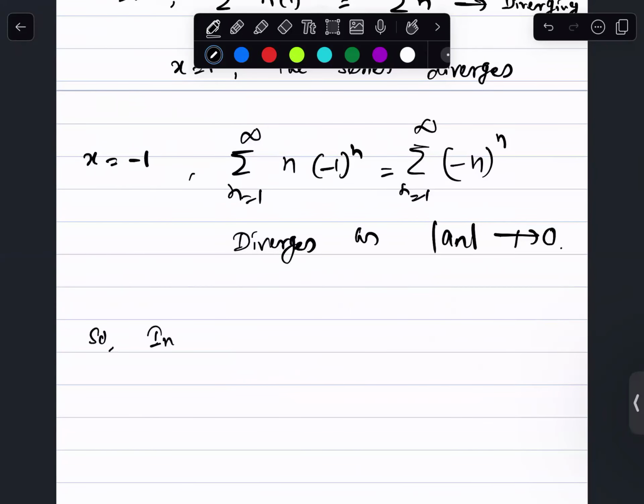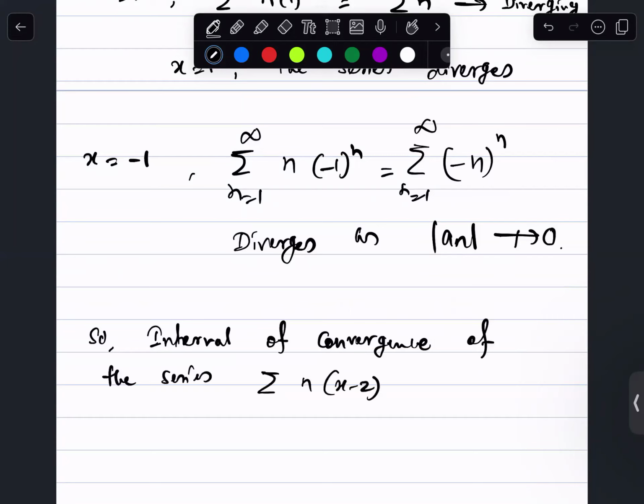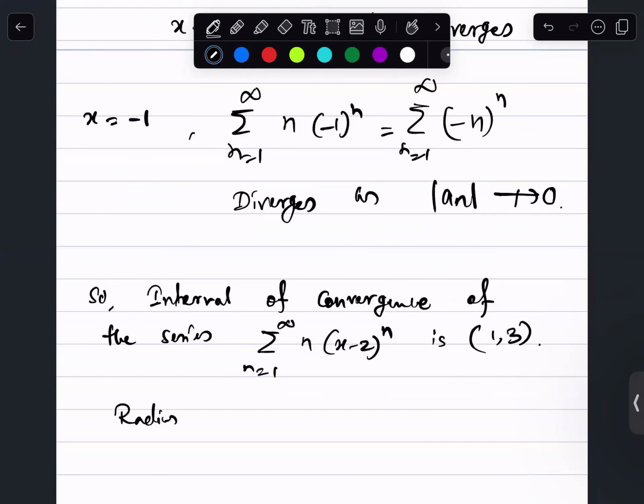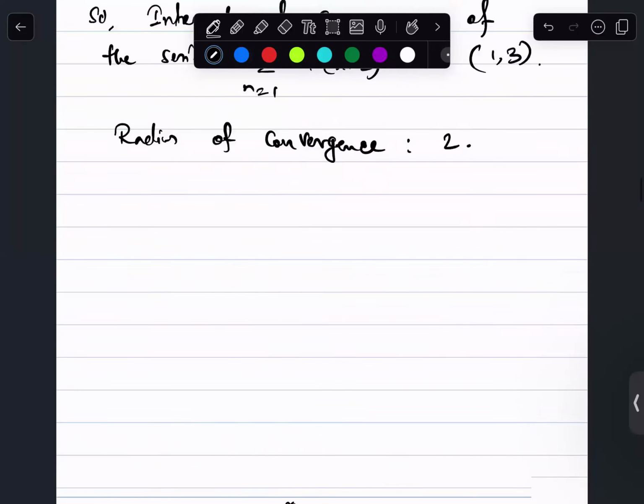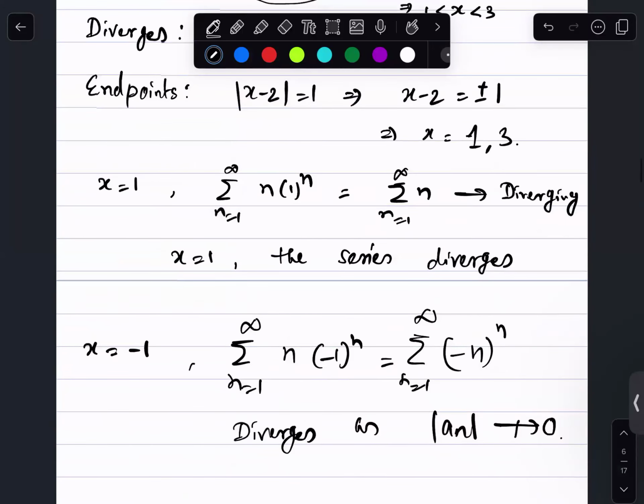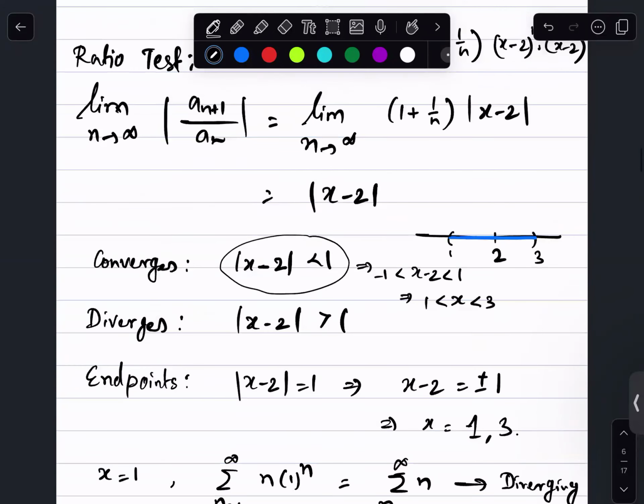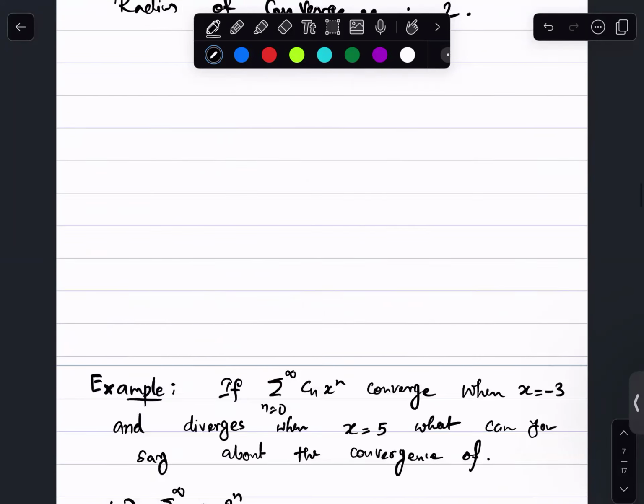So the interval of convergence of the series summation n times x minus 2 to the n, n equal to 1 to infinity, is just 1 to 3. And the radius of convergence is what? Is 1, right? Okay, cool. How do I get the radius of convergence? Because this length from 1 to 3, this length is 2. So, yeah.